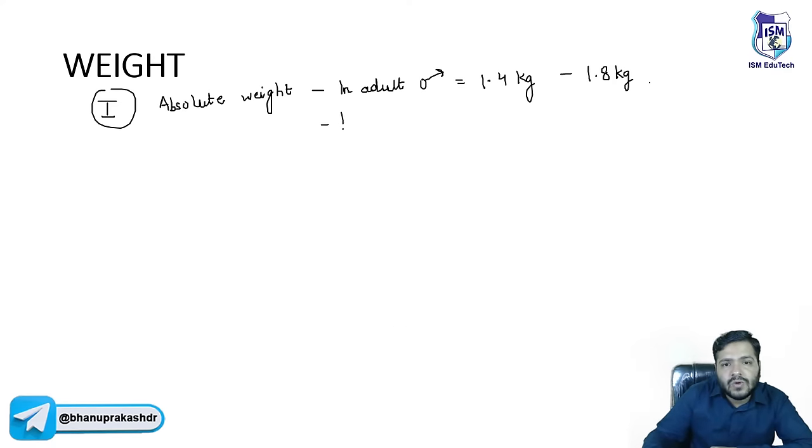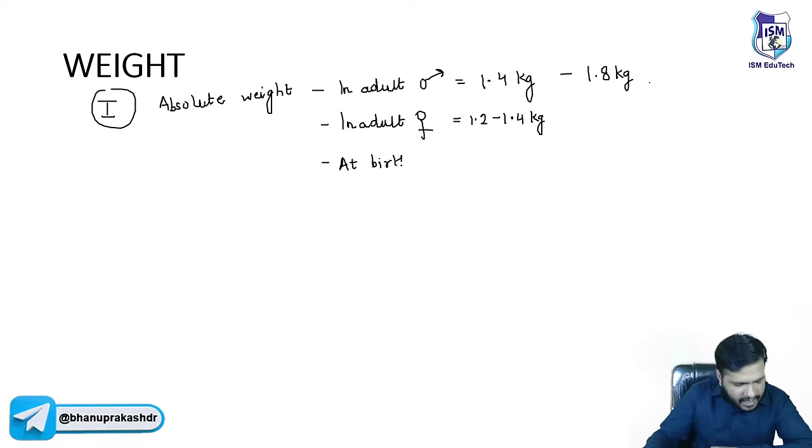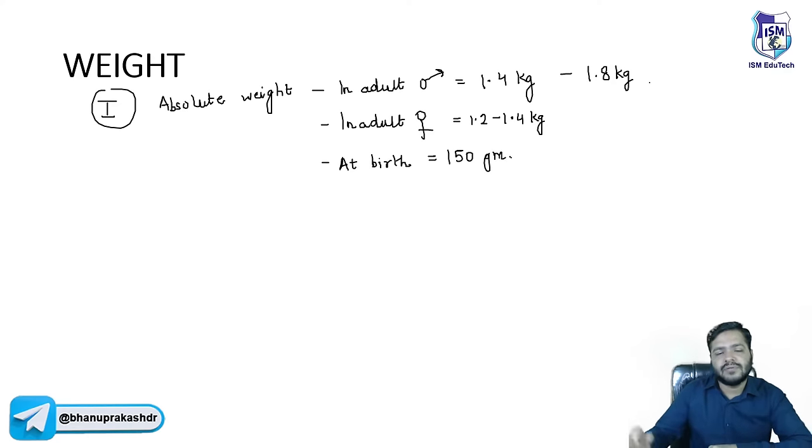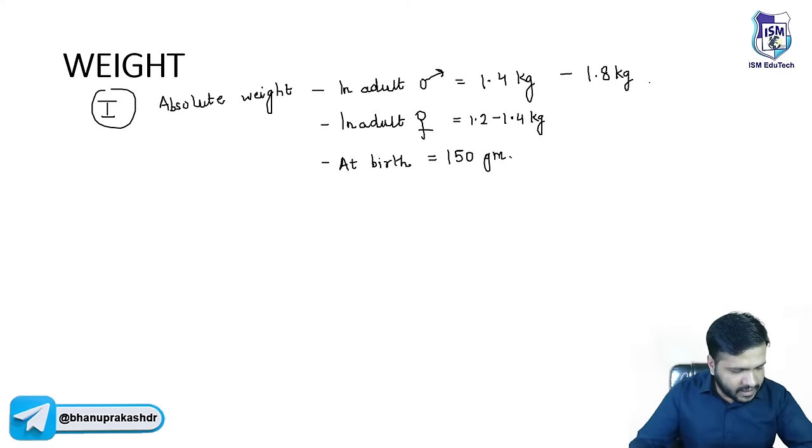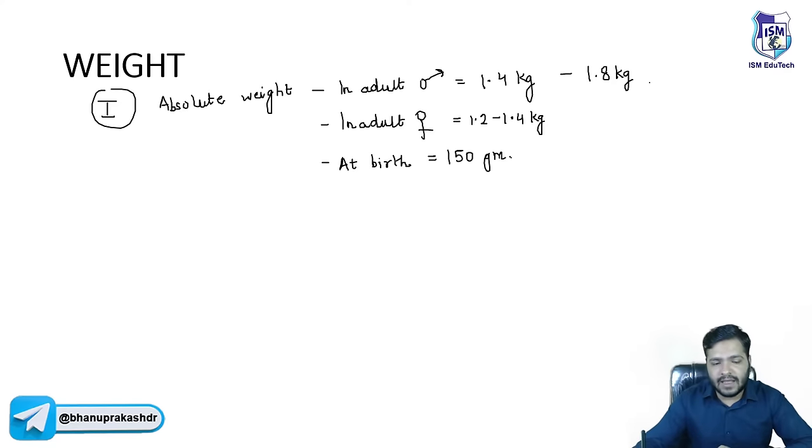Now, coming on to the next part. In adult females, remember, it is 1.2 to 1.4 kgs, 1 kg 200 grams to 1 kg 400 grams. And remember, at birth, anyone would like to answer what is the weight of the liver at birth? It is 150 grams. So absolute weight in adult men, in adult female and at birth.